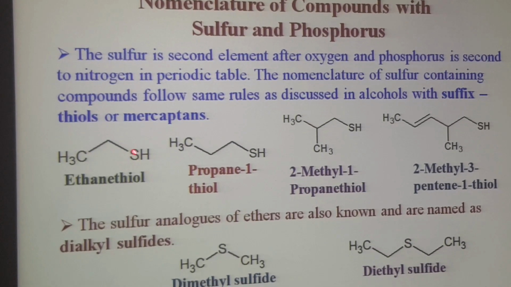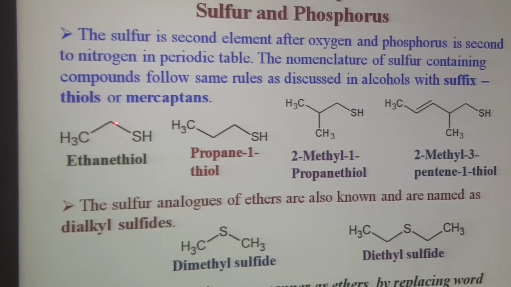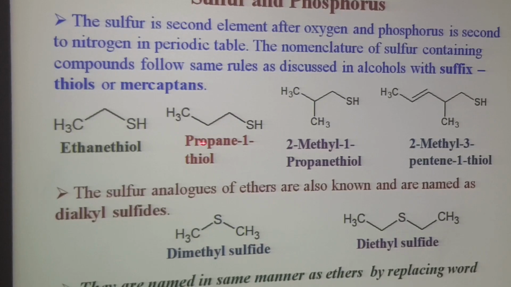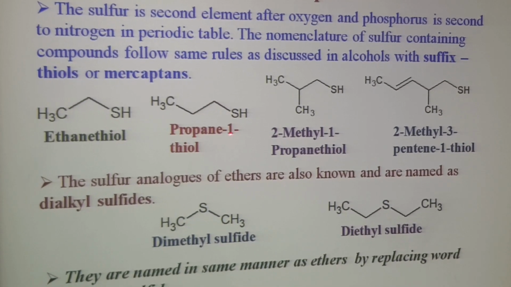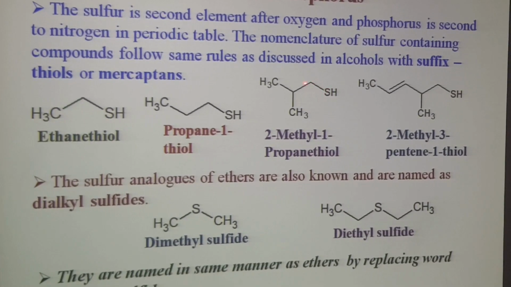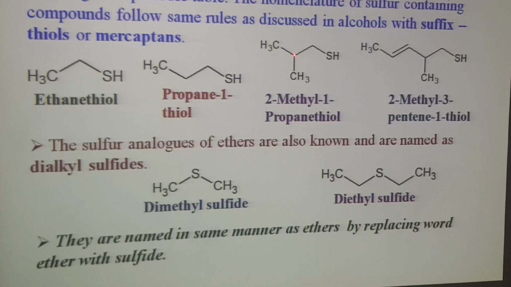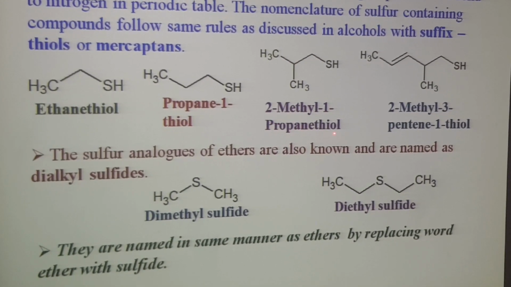If we have such a group, then we name these compounds as thiols. So 2 carbon, ethane thiol. If we have 3 carbons, propane, and the group is present at position 1, so propane-1-thiol. Here we have 1, 2, 3 carbons, and 1 methyl group is present at position 2. So the name is 2-methyl-1-propane thiol.